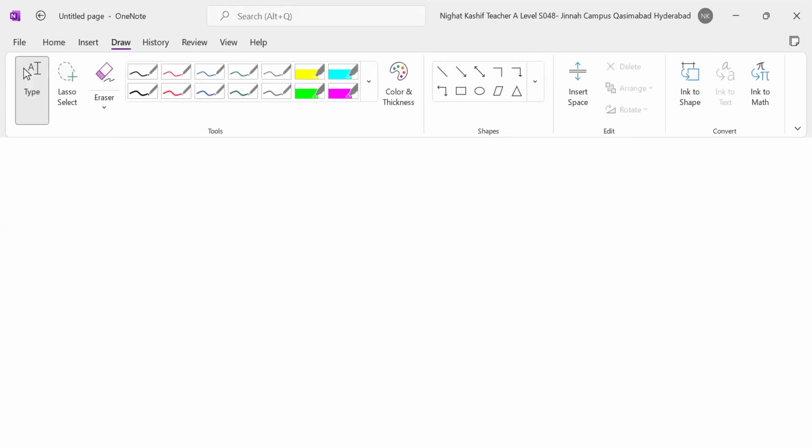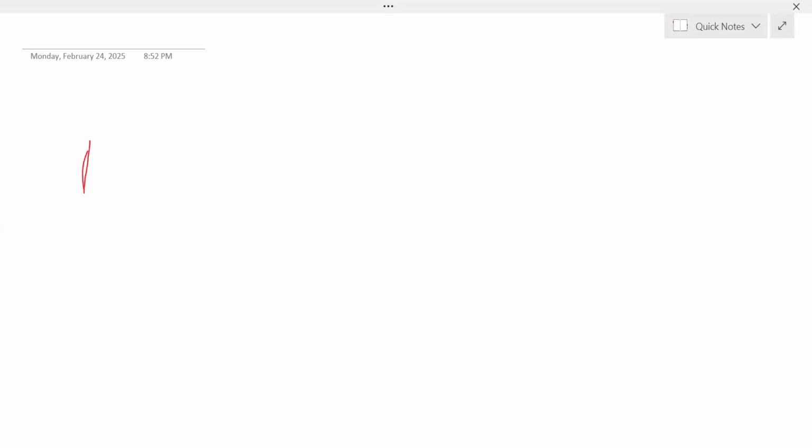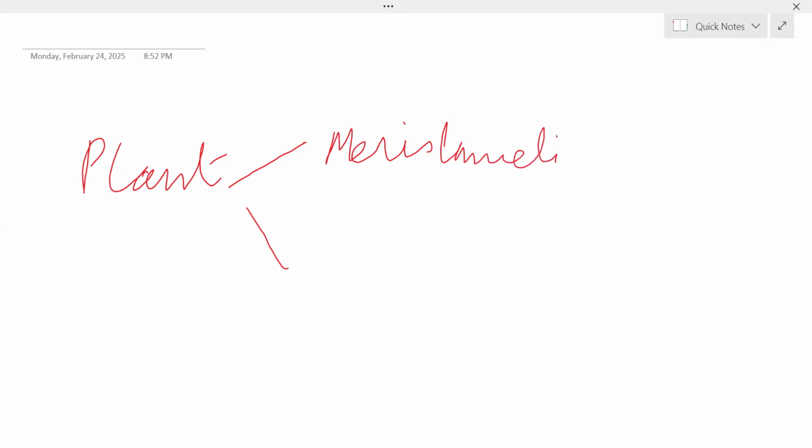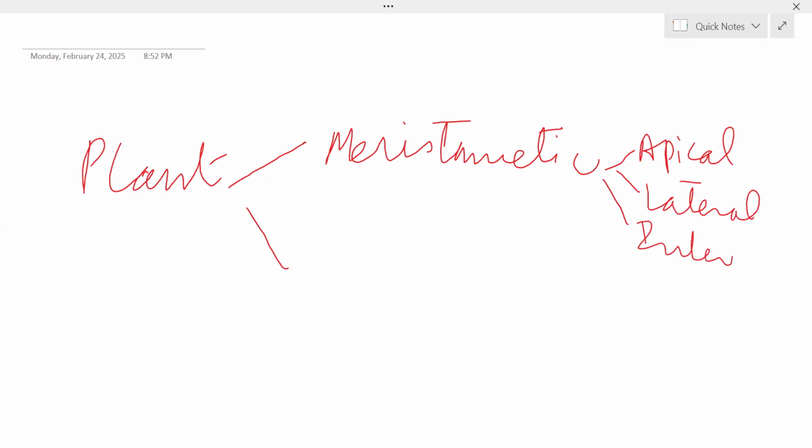Like we can see here, plant body consists of two type of tissues. One is meristematic tissue, which has the ability of division, and meristematic tissue are further divided into apical meristem present on the tips or apices, then the lateral meristem which is present into the vascular bundle, and third is the intercalary meristem which is present in between the two nodes or in the place of internode. It is called intercalary meristem.